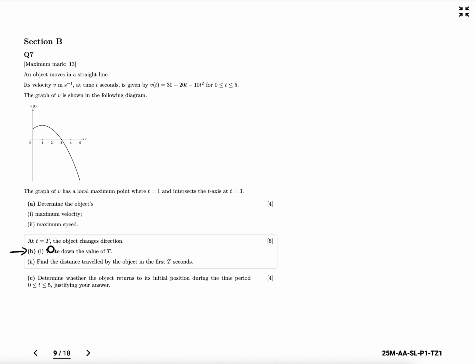Okay, so for part B, it says that at t equals capital T, the object changes direction, and we have to write down the value of capital T. And changing direction means that the velocity goes either from positive to negative, or from negative to positive. In our case, we start with a positive velocity, and then at this point, it changes to negative. And we know the t value here, because that's when it intersects the t-axis at t equals 3. So it just says write down. So we just write down that T is equal to 3 seconds.